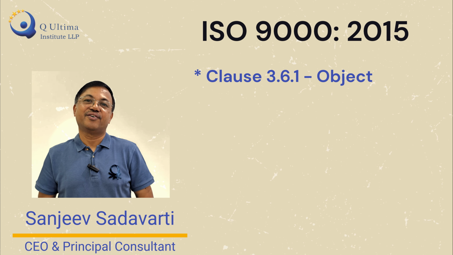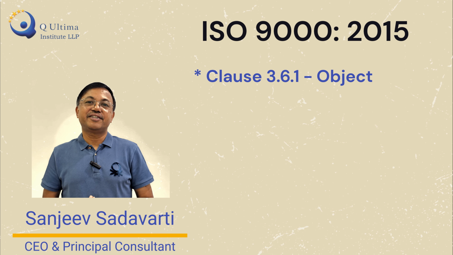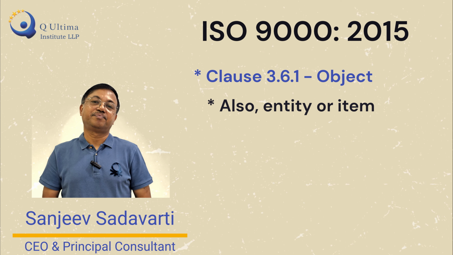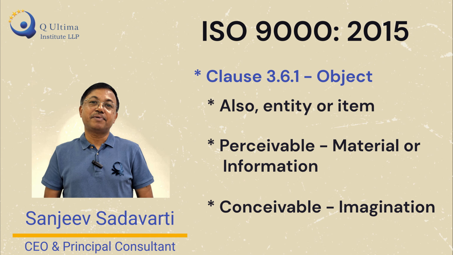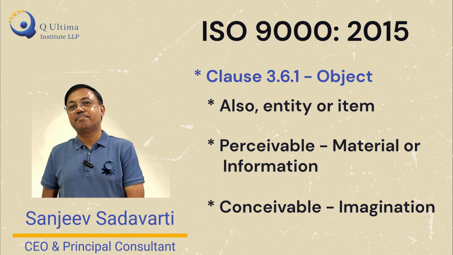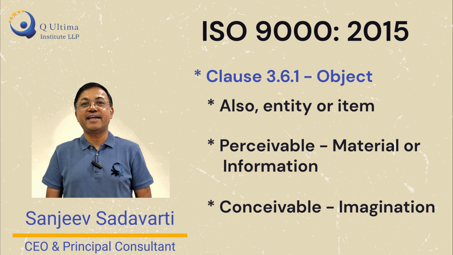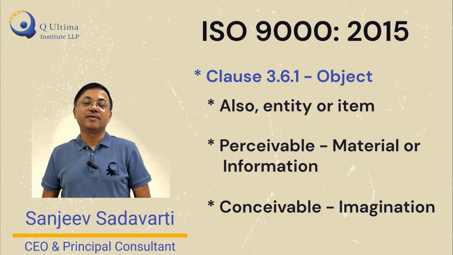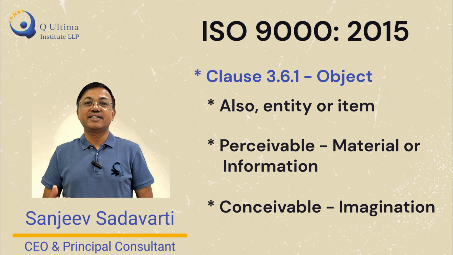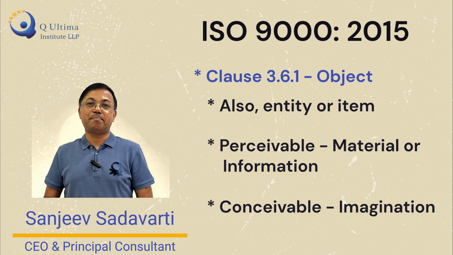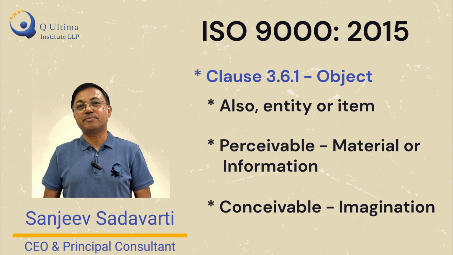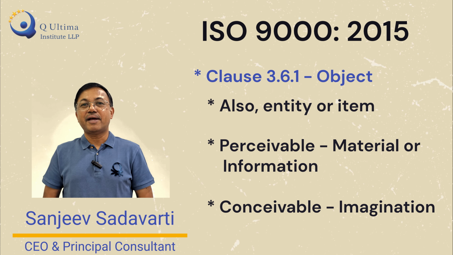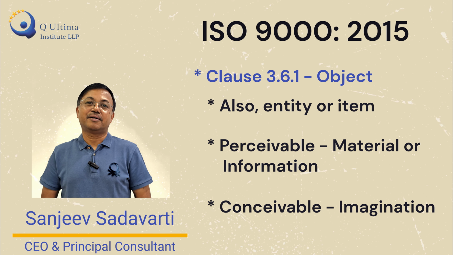Clause 3.6.1 of ISO 9000 defines the term object, which is also called entity or item. It is anything which is perceivable or conceivable. Perceivable means it is a material like your product itself, or a paper, or a rubber, or non-material things like information, a plan. So these are the possible perceivable things. Whereas conceivable may be we are imagining some future state of the organization.